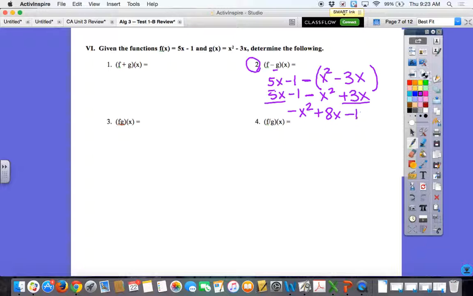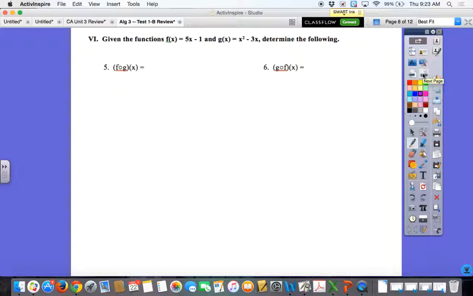Okay. Let's look at some composite. Some of you didn't like the way this was written. You can change it if you just really don't like it. Let's see here.